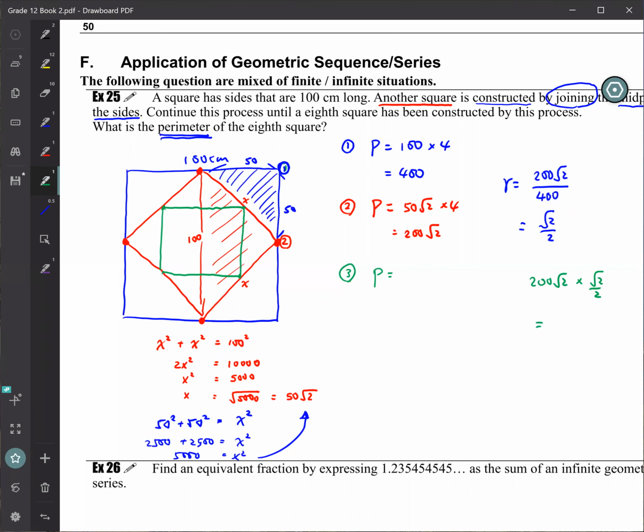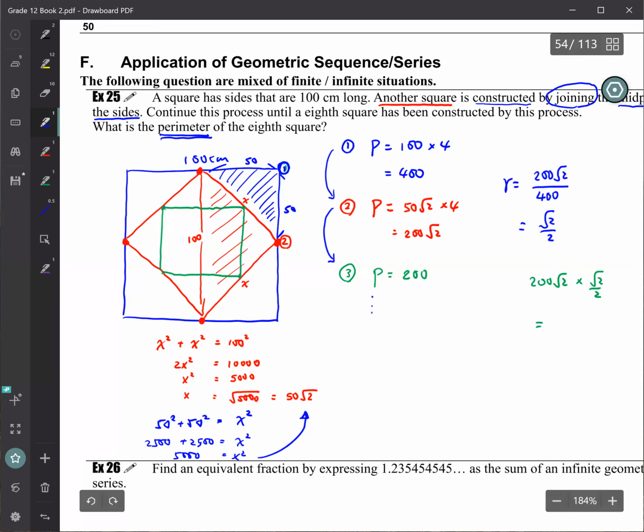Okay, raise your hand if you found an answer for that. 200 root 2 times the ratio. Okay, Tiana, what do you have? 200. 200. Okay, very good. So each time to go from one perimeter to the next one, you multiply by the ratio.